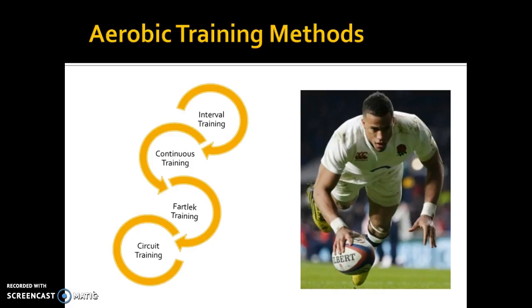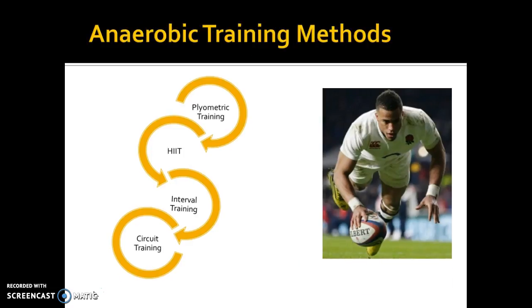So a typical circuit for a rugby player could involve shuttle runs, as about 20 to 30 reps, or as many as possible in a minute, and then medicine ball or kettlebell squats to focus on muscular endurance. And then we move on to anaerobic training methods.